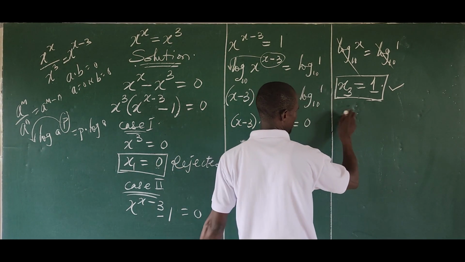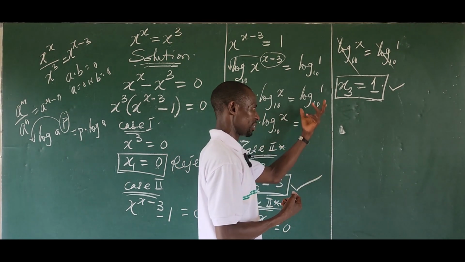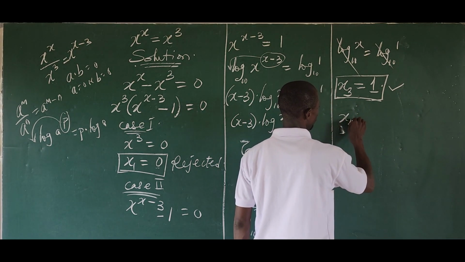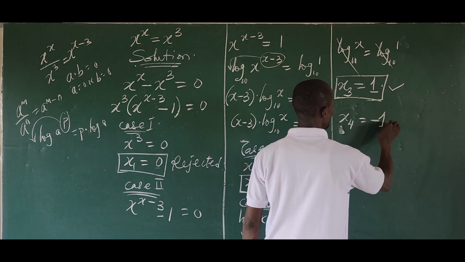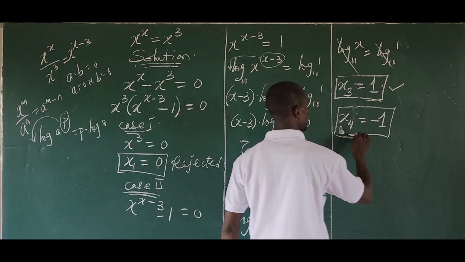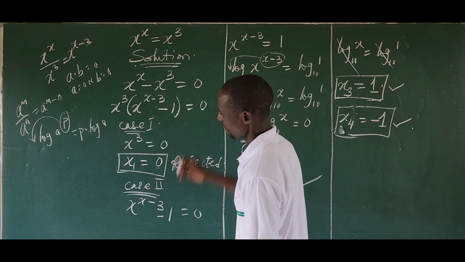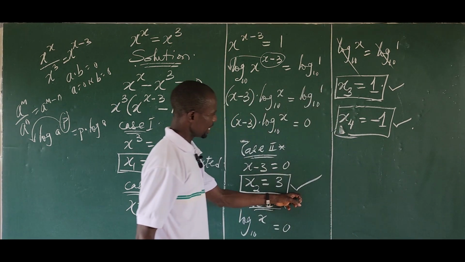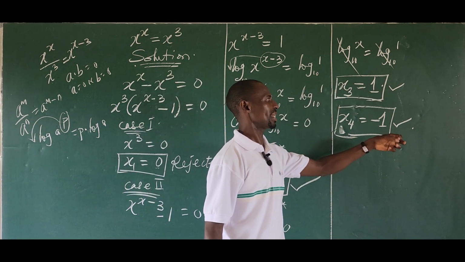So we can equally say, though this is not from the procedure, but from guess, we have x4. x4 is equal to minus 1. It's also a root to this challenge and it's also accepted. So we said this is rejected and this is accepted, this is accepted, this is accepted.